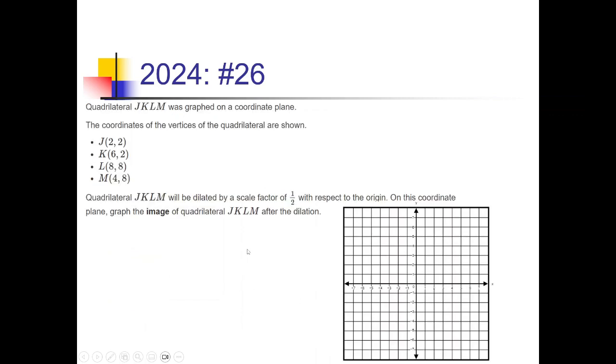For 26, they're telling us that we have a quadrilateral JKLM that was graphed on a coordinate plane. They didn't show it, but here are the coordinates of said quadrilateral.